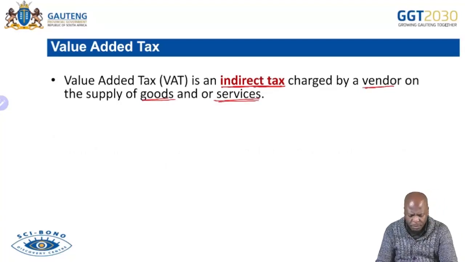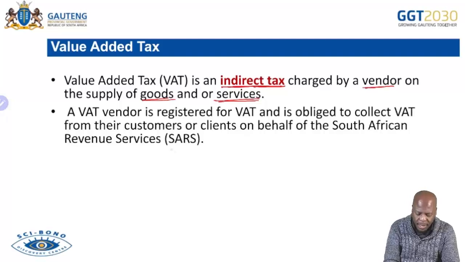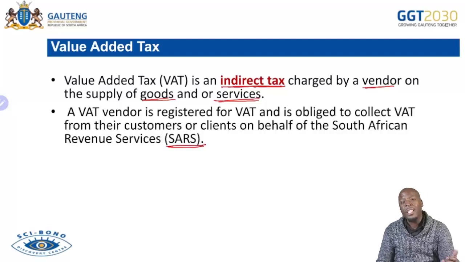Very important. Now, it is very important to know that if you are to become a VAT vendor, you have to be registered. All right? A VAT vendor is registered for VAT and is obliged to collect VAT from their customers or clients on behalf of SARS. In other words, when VAT is collected by the VAT vendor, it does not belong to the VAT vendor. So the VAT vendor cannot pay his or her own personal business expenses using the VAT, because the VAT belongs to SARS. So when the VAT vendor is collecting the VAT, they are collecting it on behalf of SARS. It does not belong to the VAT vendor.